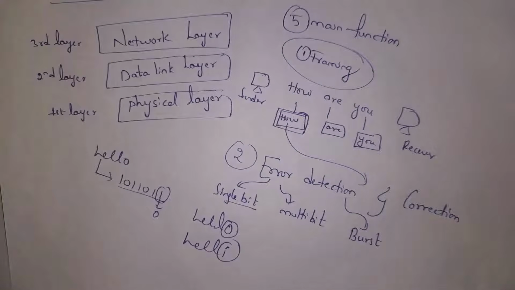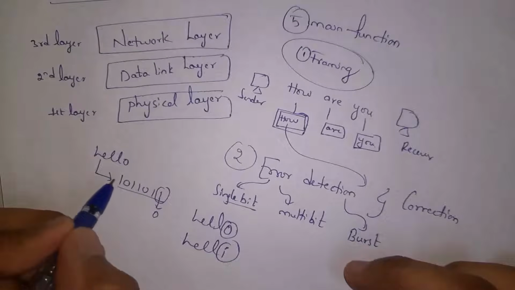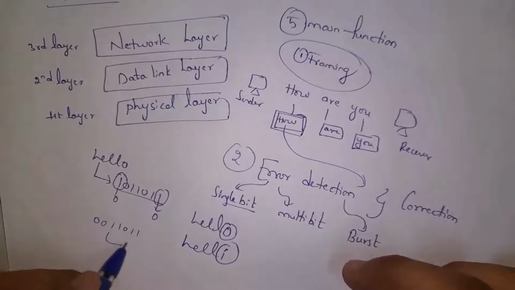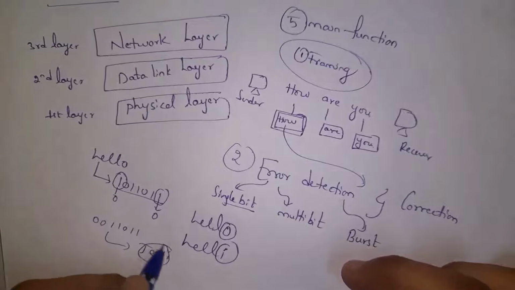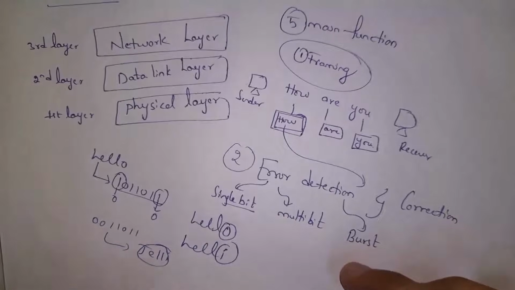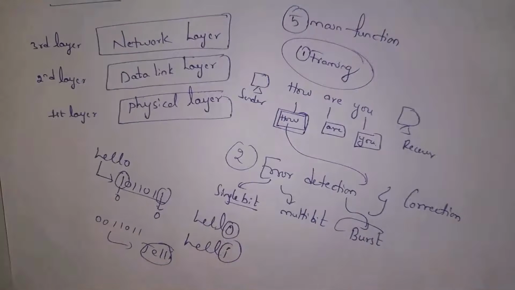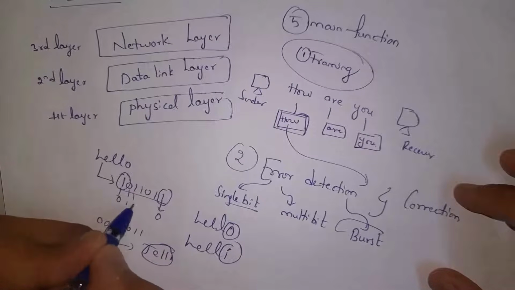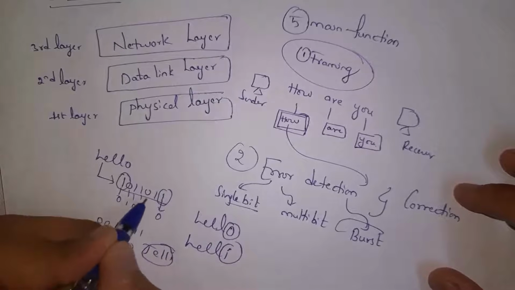Multi-bit error means there will be multiple bit changes due to noise. For example, 1 is changed to 0, and as well as here 1 is changed to 0. The person will receive a wrong message like JELLI due to multi-bit change. And whereas burst error means complete bits are changed due to noise. For example, 1 is changed to 0, 0 is changed to 1, and 1 is changed to 0, and again 0, 1, 0.